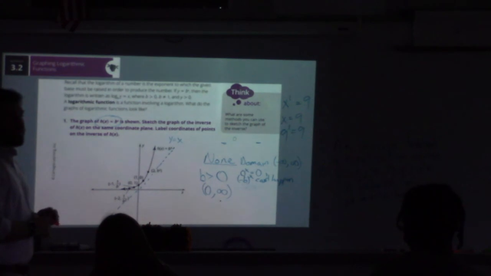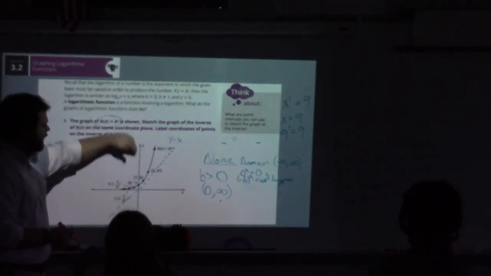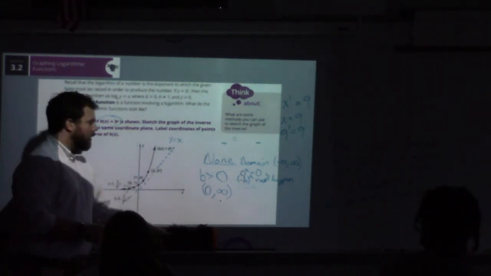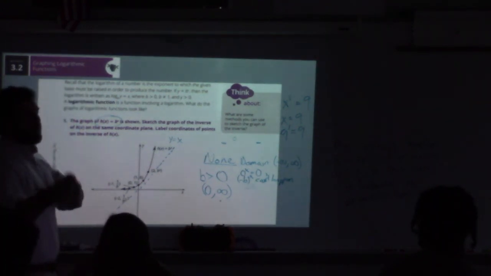Remember, we know some key features. There's an asymptote right here. What is your logarithmic function approaching? 0, or specifically x equals 0, right? That is the y-axis.